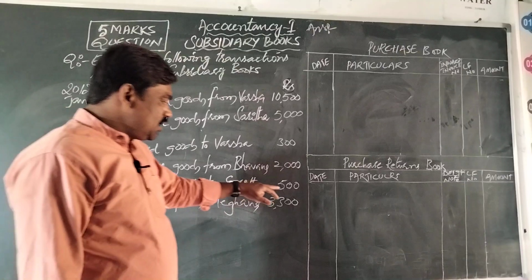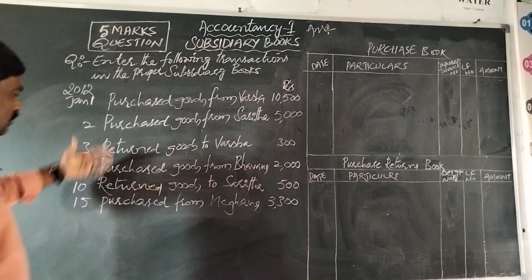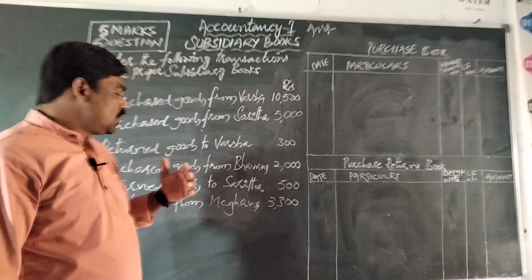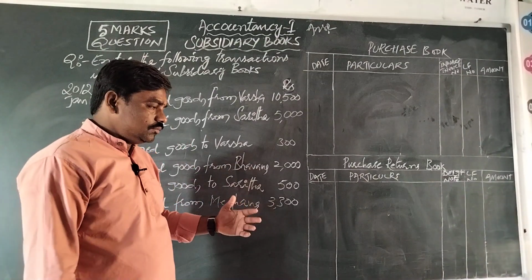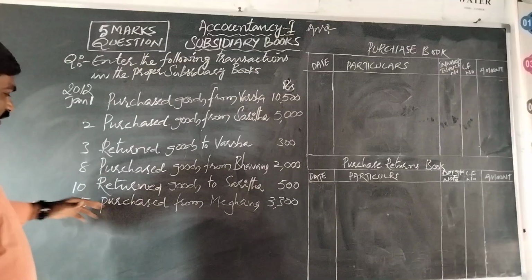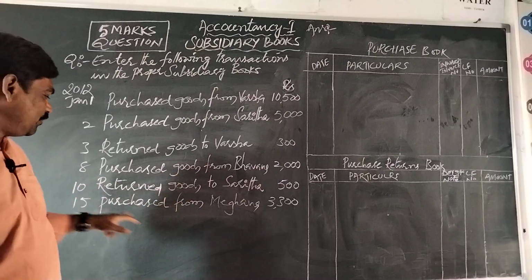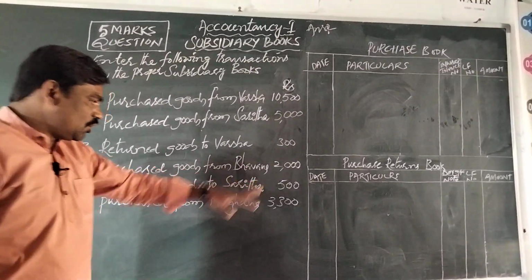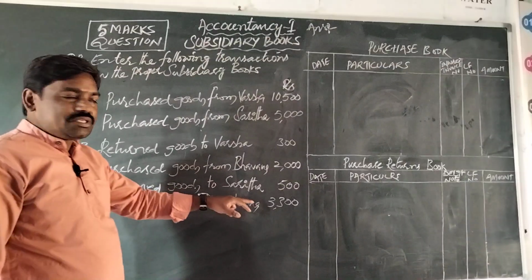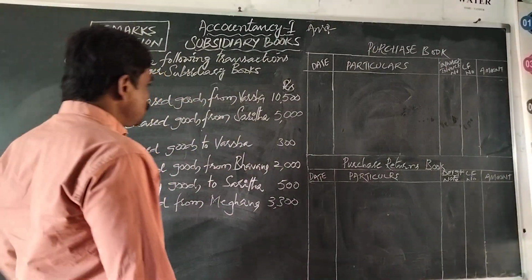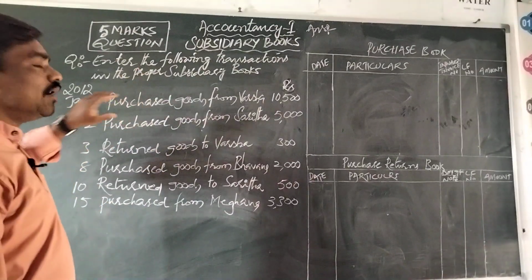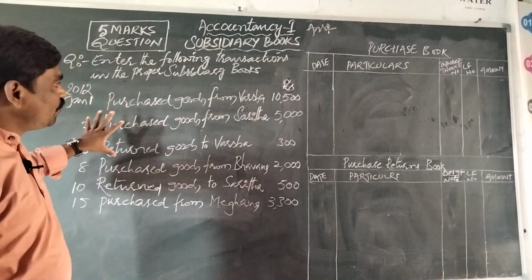to Sarita, rupees 500. On January 2nd we purchased some goods from Sarita, and we found some defective goods and wanted to return them, and we returned them on January 10th to Sarita. So returned goods to Sarita, rupees 500, and 15th January purchased from Meghana, rupees 3,500. These are the transactions given in this problem, and you are asked to prepare the proper subsidiary books for the given information.